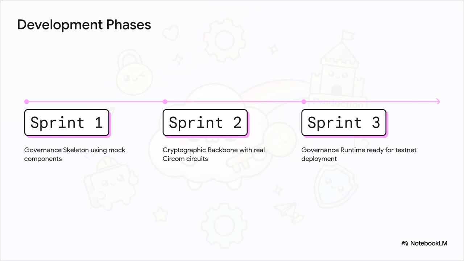So, Sprint 1, that's our skeleton phase. That's where we're just establishing the basic flow, using those fragile placeholders I mentioned. Then we hit Sprint 2, and this is where the real magic happens. We build out the cryptographic backbone using actual circom circuits. And finally, Sprint 3. That's where we implement the full governance runtime, locking down that execution layer so we are completely ready for a public testnet deployment. Let's break this down, starting right at the foundation, the core cryptography.